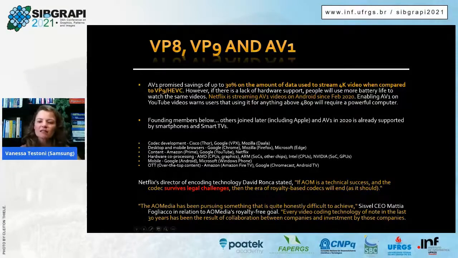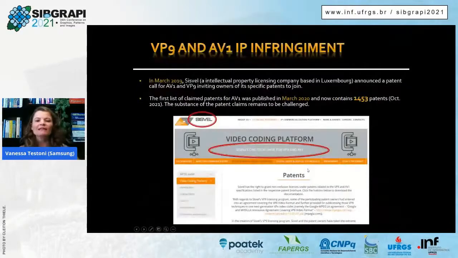So it was not a really surprise when this company called Cisco. It's an intellectual property license company. Got together some companies that were owner of some patents related with AV1. Right now, they have more than 1,000 patents, and they now have a license fee for the AV1 that should be a royalty-free codec, right?